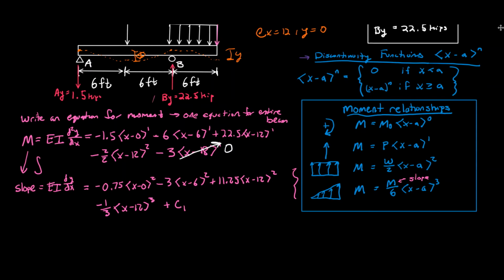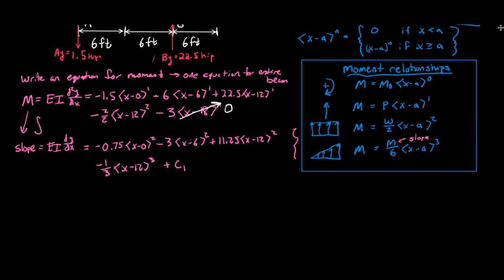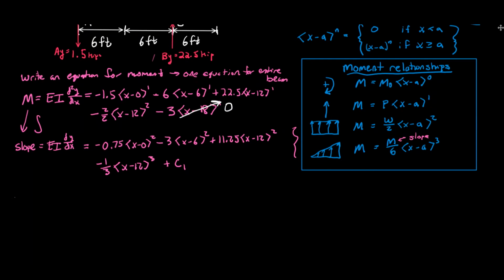So this is our slope equation, so we need to integrate this one more time to get the deflection equation. So let's do that. We want to find an equation for deflection, and that's just going to be EI times y. y is going to be our deflection. So we integrate dy/dx, and we're going to get y.